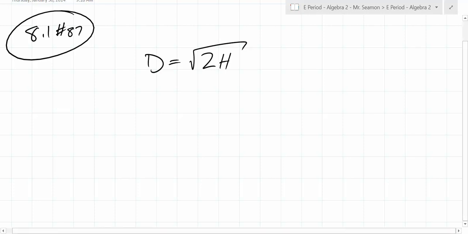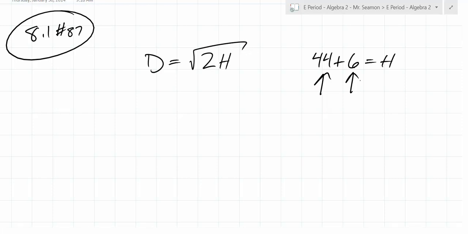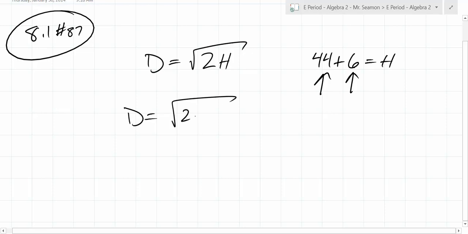It's not. Is it 45? Isn't it? I think it's 44. Yeah, 44 plus 6 for the height, because that's the hill right there. That's the height of the person, and h is defined as the height of the point of view. So you plug that in, so you get d is equal to the square root of 2 times 50.